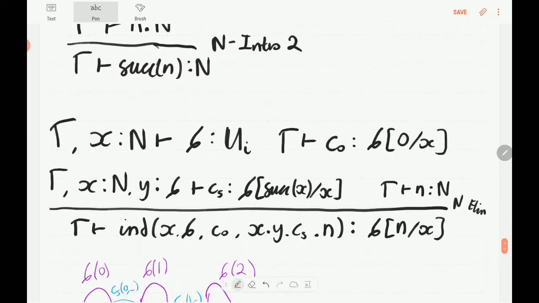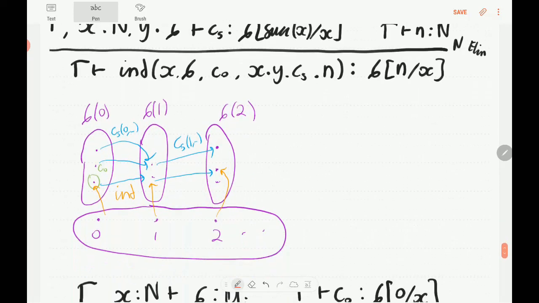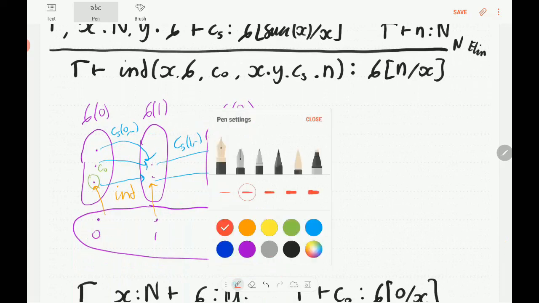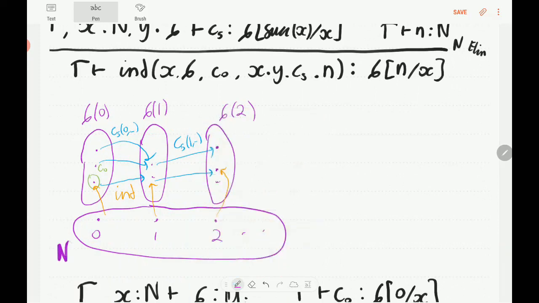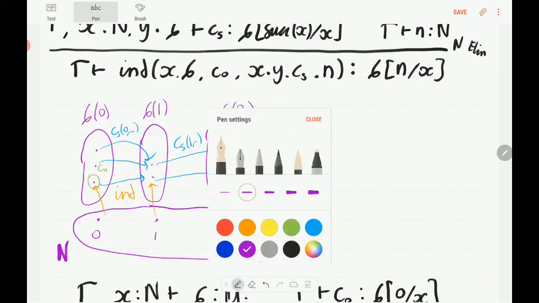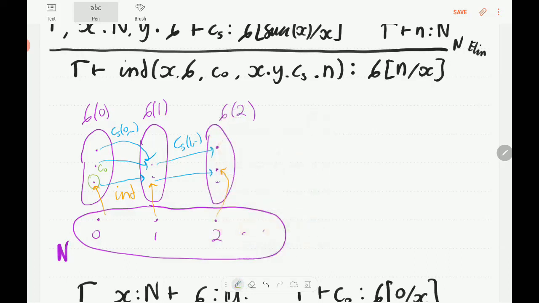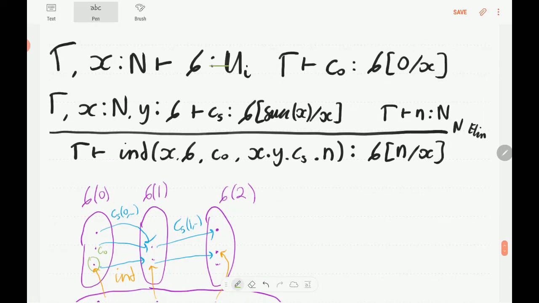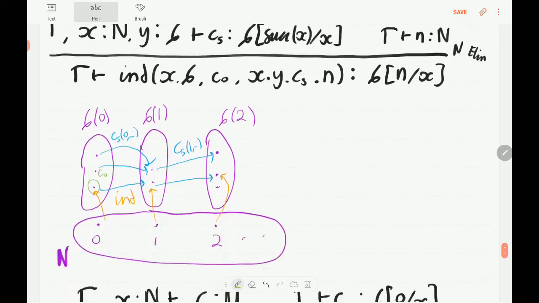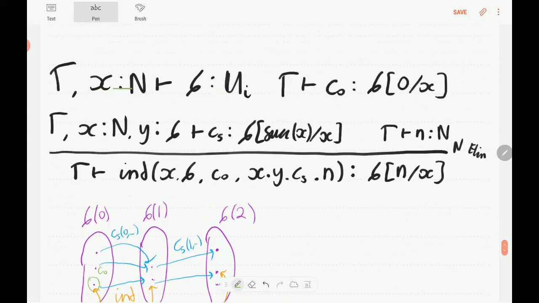And then our elimination rule, we can kind of illustrate it like this, okay? So basically, imagine associating each natural number n with a type zeta of n. So firstly, imagine associating each natural number x with a type zeta of x.